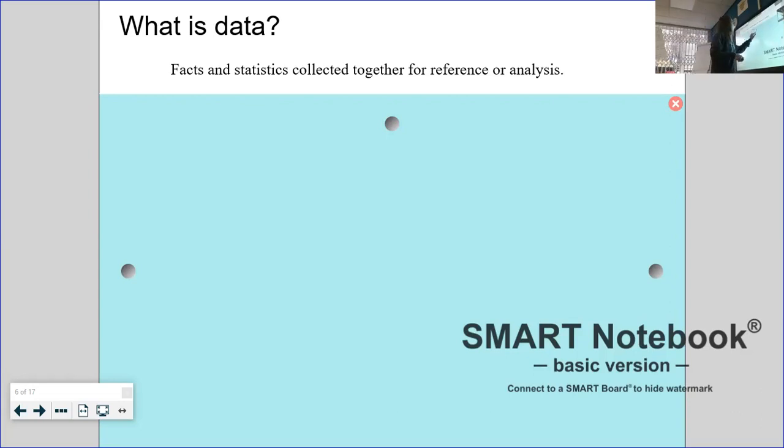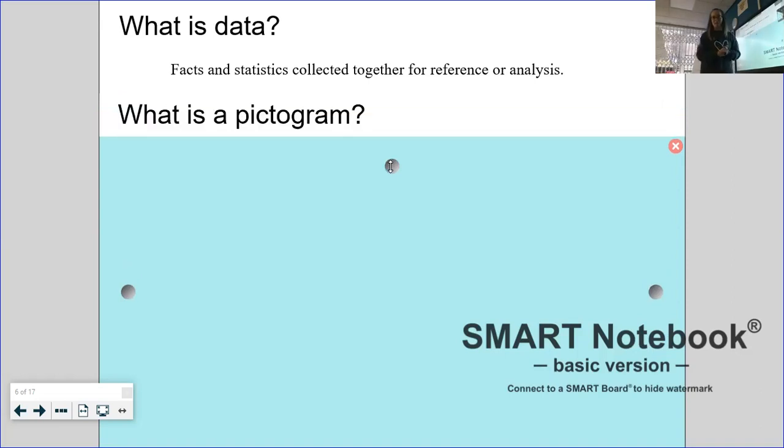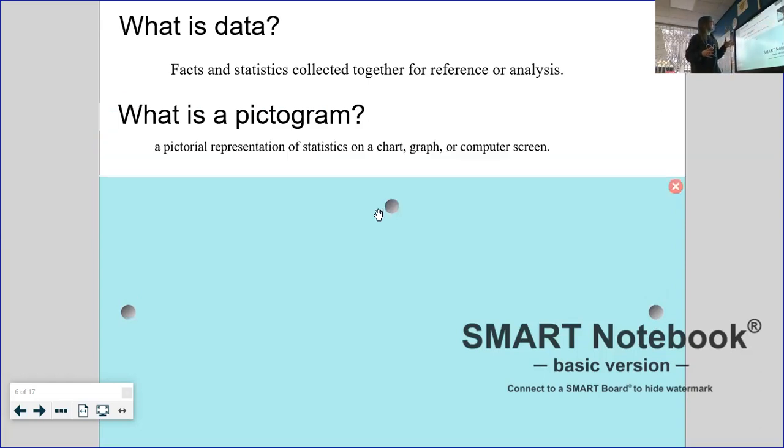Okay? What is a pictogram? You've done this in year 1, guys. So you should have done pictograms lots of times now, year 1, year 2, and year 3. So pictograms are just pictorial representations of the statistics or the facts that people put together on a chart, a graph, or a computer screen. So it is showing data using pictures. That's basically what a pictogram is.